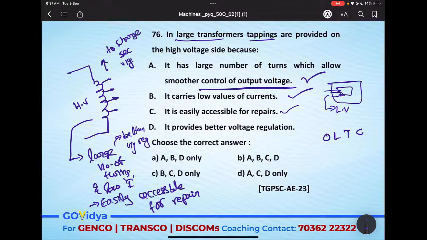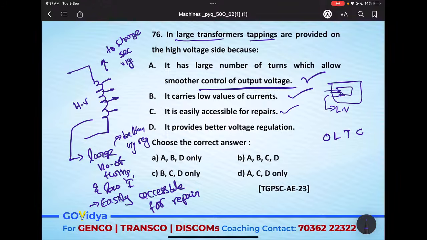Read the following statements. Open circuit test is used to determine the core losses in a transformer. Yes, you are conducting the open circuit test to find out the core losses, it is true. Short circuit test is used to determine the copper losses in a transformer. Yes, this is also true. Short circuit test is used to determine the equivalent impedance in a transformer. Yes, it is also true.